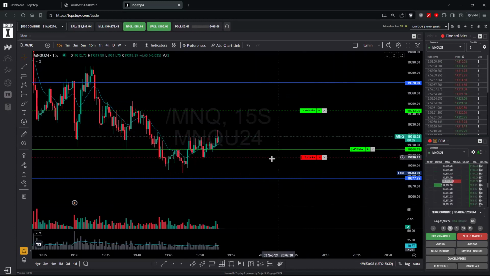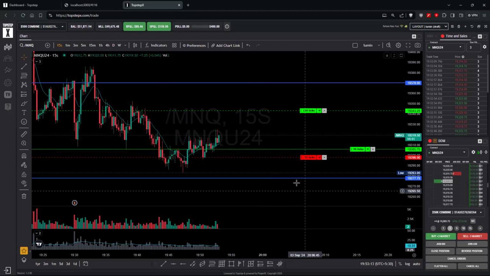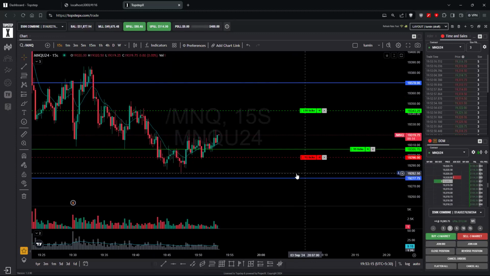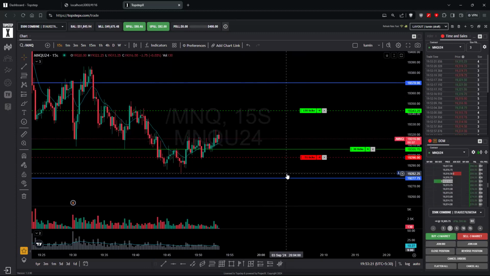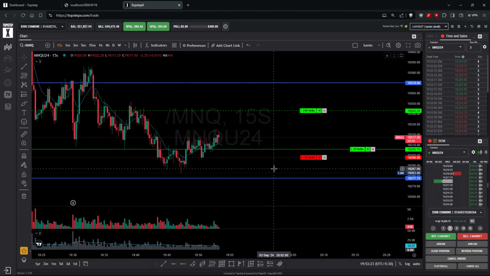So if this stop gets taken out, I will still be net positive on the day after taking 4 SLs and only 2 wins. So this is a nice way to trade. You remain much calmer and quiet.